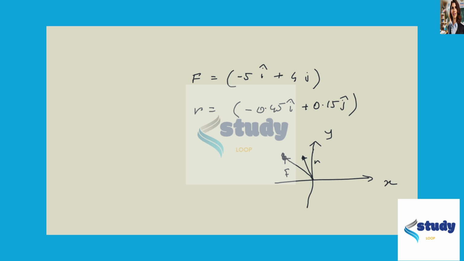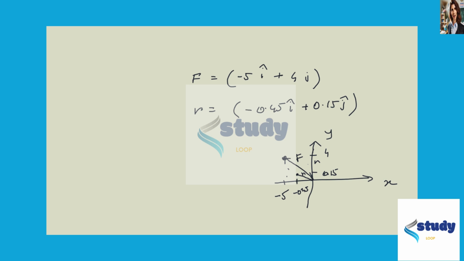So this point you have got minus 5, and here you have got 4, and you can just shorten this length a bit. This is R, with minus 0.45 along x, and in the positive y direction it's 0.15. So this is the R vector. These are the two vectors you can draw in your graph.